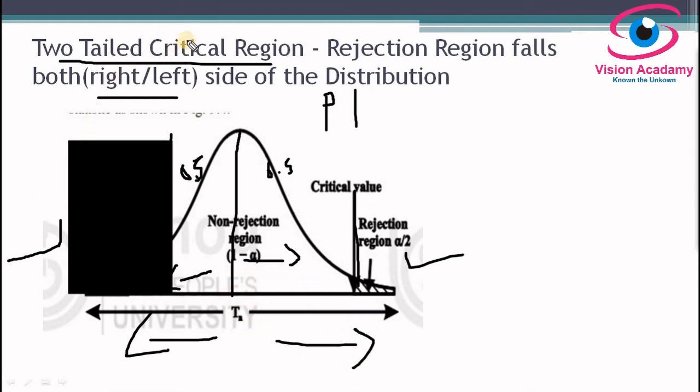So when you are talking about a two-tailed critical region, as I said, the rejection region falls on both sides, but here we have marked the critical region only on the right side. This is just because your test statistic is positive. In a two-tailed test, if your test value is positive, you will mark it here and you won't mark it here. You will simply consider this area for rejection. And if your test statistic is negative, you will mark your critical value on the other side.